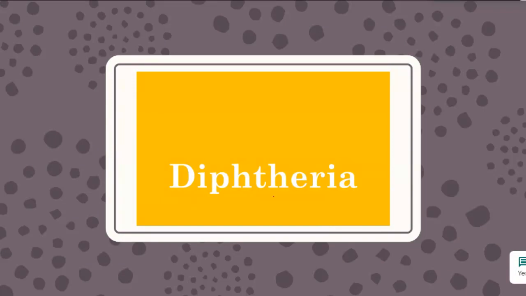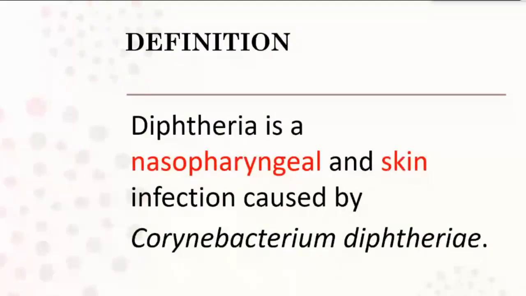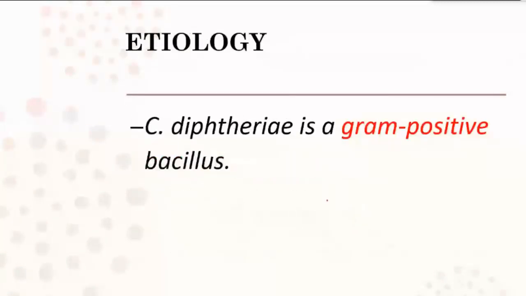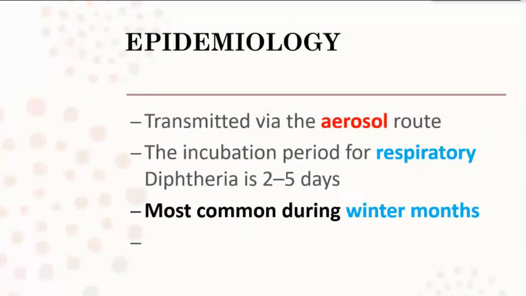Okay. The next disease is diphtheria أو الخناق باللغة العربية. Diphtheria. I know you have already come across this disease in bacteriology, right? إيه دكتور. Okay. So the definition of diphtheria. Diphtheria is a nasopharyngeal and skin infection caused by the microorganism Corynebacterium diphtheriae. As you know, Corynebacterium diphtheriae is a gram-positive bacillus, and the disease is transmitted.